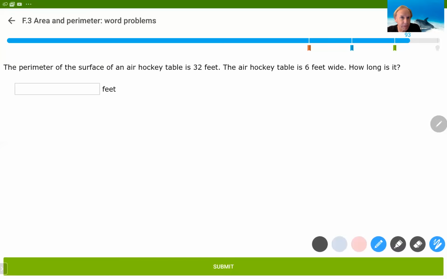Surface, the perimeter is 32, and it's 6 feet wide. How long is it? The perimeter is 32, so the perimeter is equal to 2L plus 2W. The perimeter is 32 feet. We've got 6 feet wide.